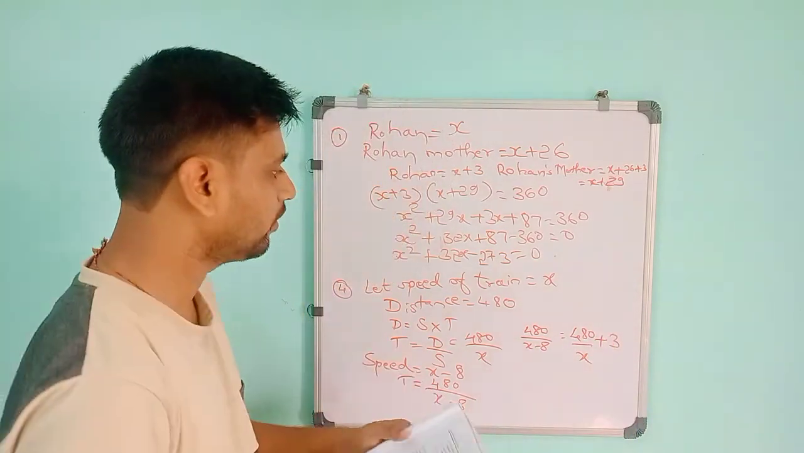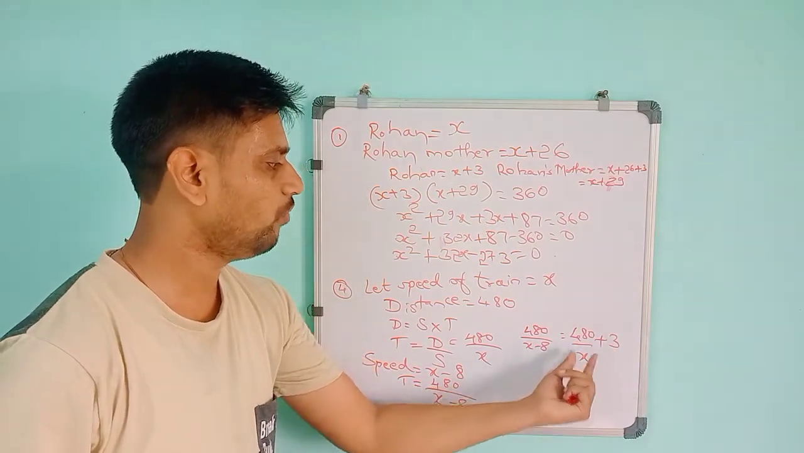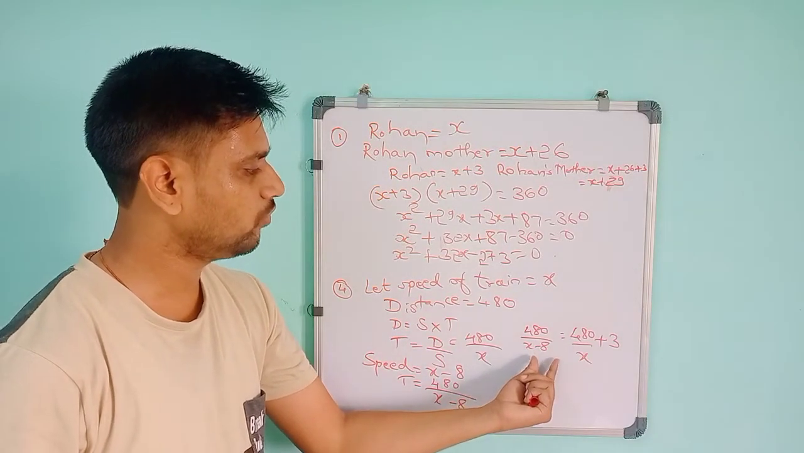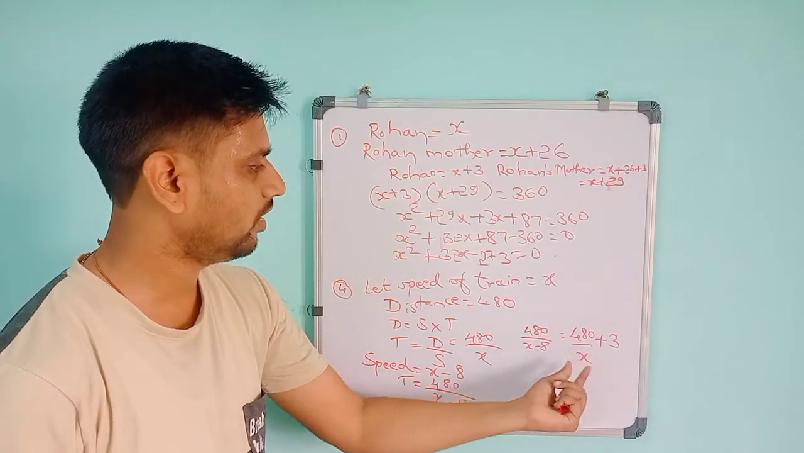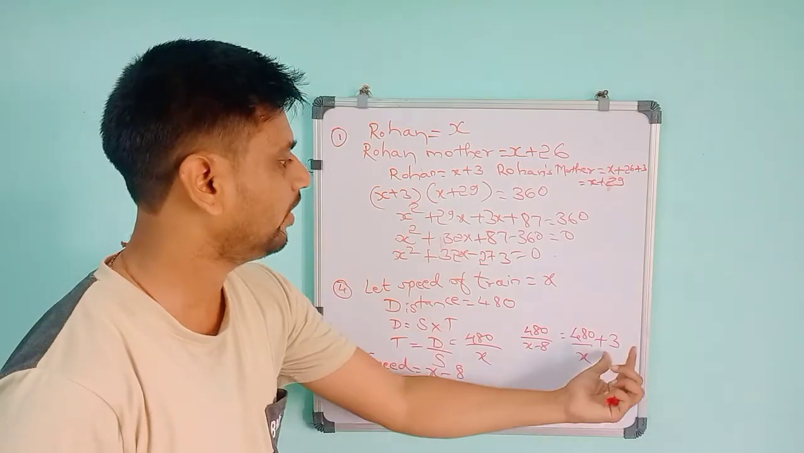Why plus 3? Because it is taking 3 hours more. More means plus 3. So 480 by x is the first condition, and in the second condition the speed is reduced by 8 km. The distance is the same on both sides. So 480 I have taken, and plus 3 means the extra 3 hours it is taking. So I did plus 3 here.